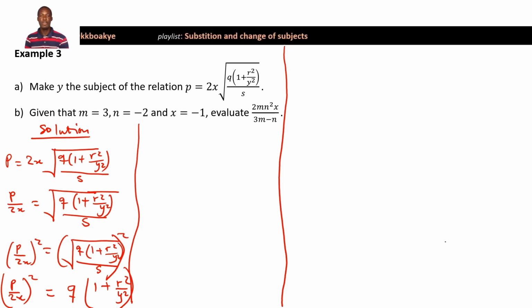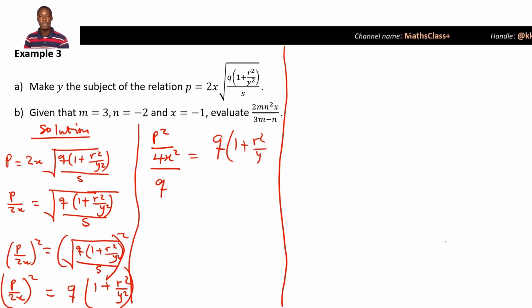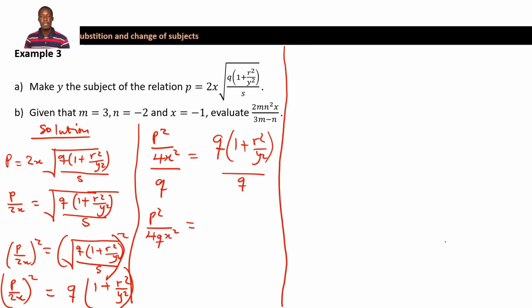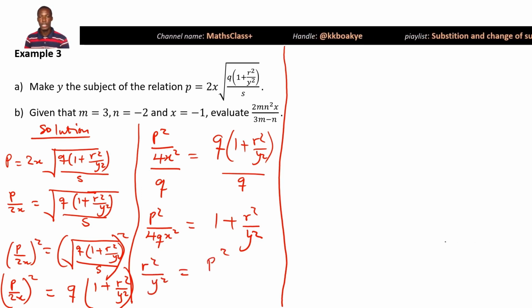We go ahead and divide through by q, and that will give us p squared over 4x squared divided by q, equal to q multiplying 1 plus r squared over y squared also divided by q, and so the q gets to multiply 4x squared. So I have p squared over 4qx squared, giving me 1 plus r squared over y squared. Now we move the 1 to ensure we have r squared over y squared on one side. So that's p squared over 4qx squared minus 1.